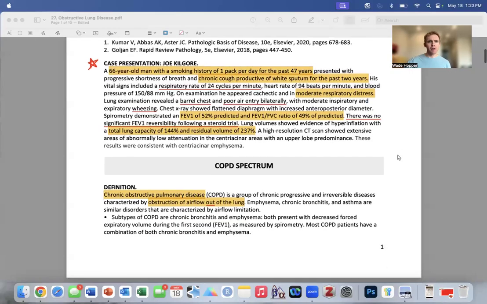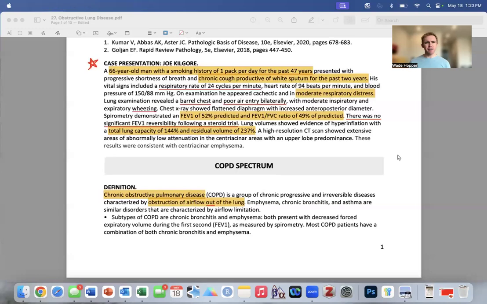So we'll go through a case presentation, then I have my own slides, and then we'll talk about this SDL. They give you a 66-year-old man with a 47 pack year smoking history coming in with a chronic productive cough for the past 2 years. So they're telling you that he has chronic bronchitis. He meets the criteria for chronic bronchitis.